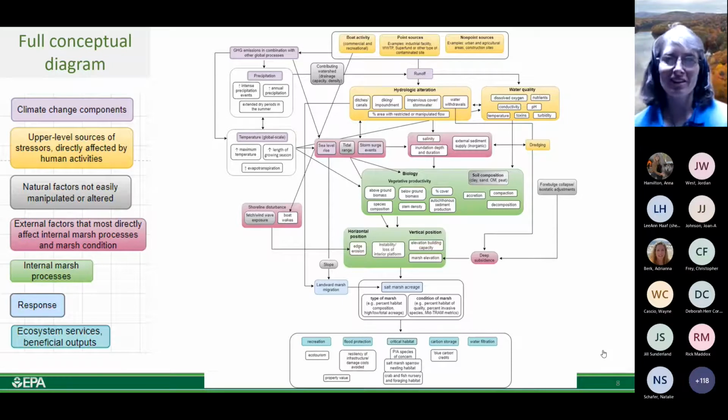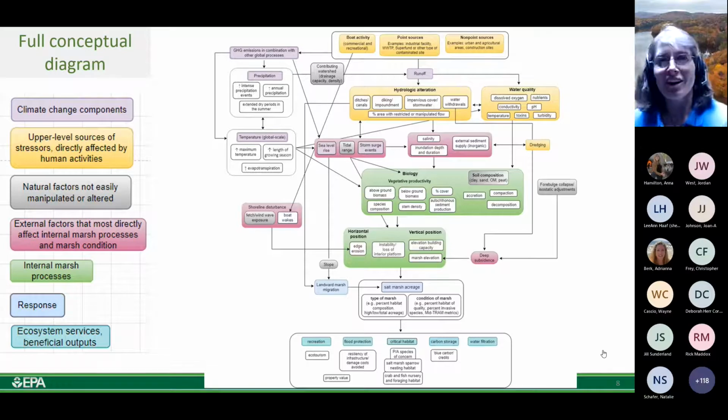And just to highlight some of the different color schemes you're noticing, the orange areas at the top of the upper 2 tiers are the upper level sources of stressors that are directly affected by human activities. So these are areas where, if you wanted to apply management tactics, you'd actually have a shot at making some changes. Those include things like point and non-point source pollution, boat activity, hydrologic alteration, and water quality, as well as dredging.